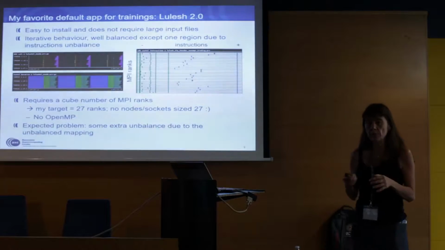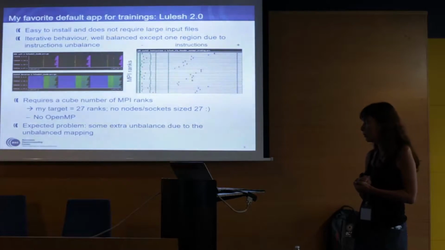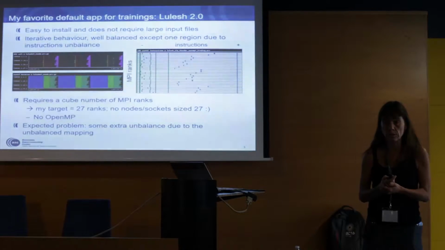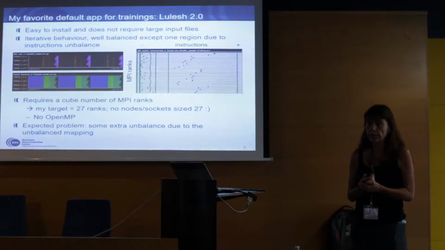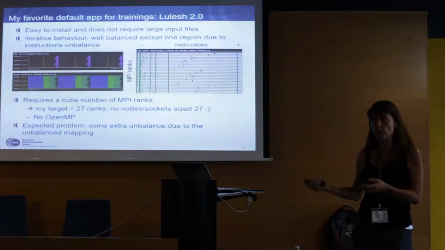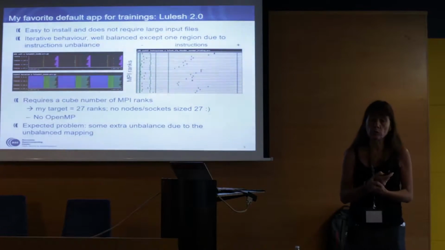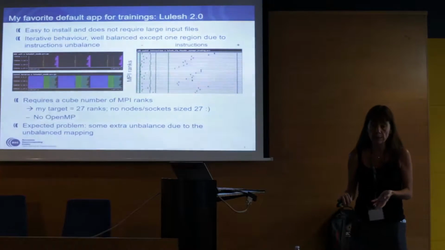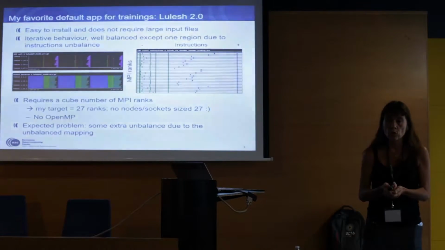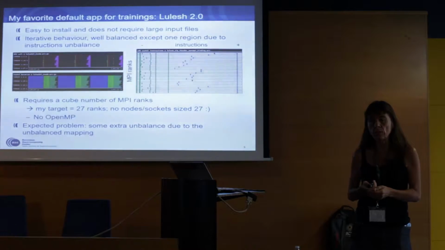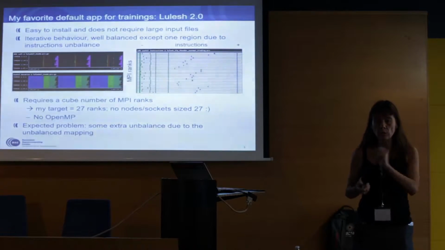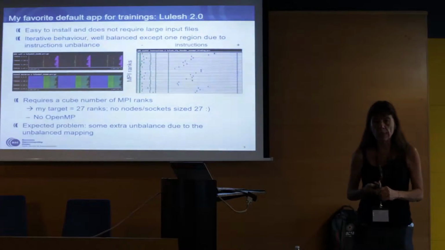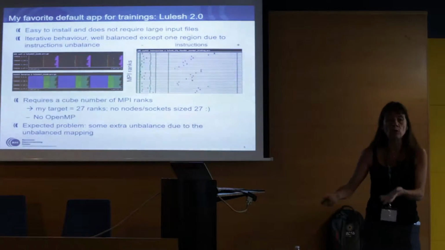But the nicer feature for me in LULESH is that it requires a cube number of processes. Okay? And this means, well, I can use 8, I can use 64, but it's even nicer to use 27. Because basically there are no sockets of size 27, there are no nodes of size 27. So I push the machine a little bit, saying, okay, I'm not an easy guy. I'm not going to ask you for 16 or 24, I'm going to ask you for 27 processes. And let's see what you do with that. Let's see how you manage that.